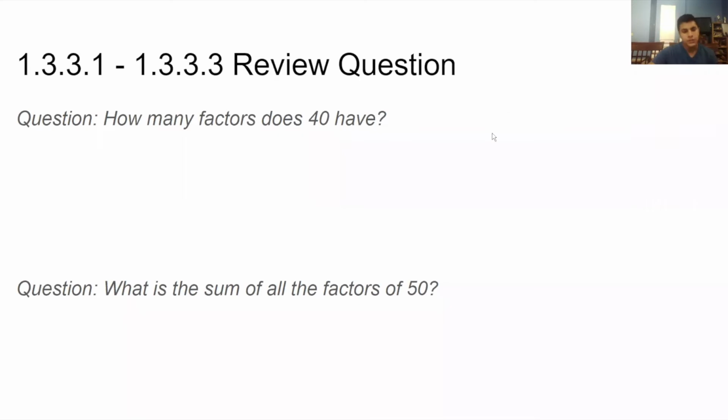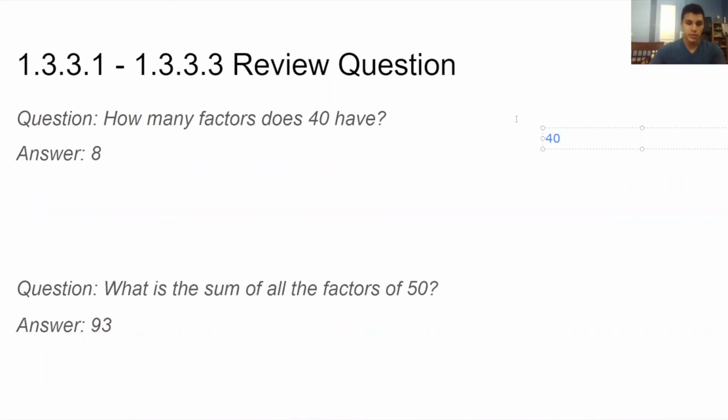So the answers to these questions were, for the first one, 8, and for the second one, 93. So let's go ahead and explain them. The first step for both of the questions, but we'll start with the first one, should always be to find the prime factorization of your number. It's super important, so let's go ahead and do that.